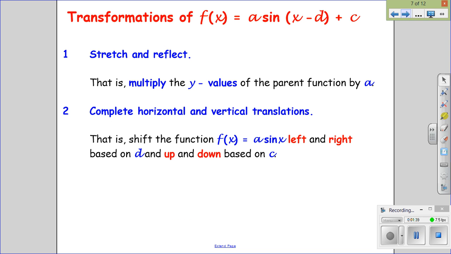Now transformations of the sine function and the cosine function are exactly the same as the transformations we did of quadratics. We always stretch and reflect first, so we multiply the y values of the parent function by A, and then we do our horizontal and vertical translations. So we're shifting the graph of f of x equals A sine x, left and right, and up and down based on the value of C and D.